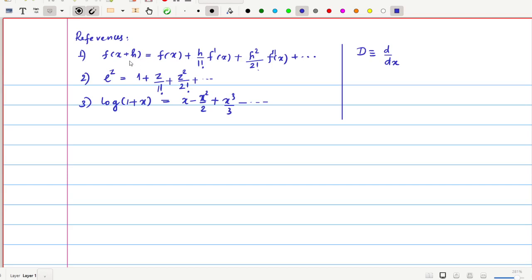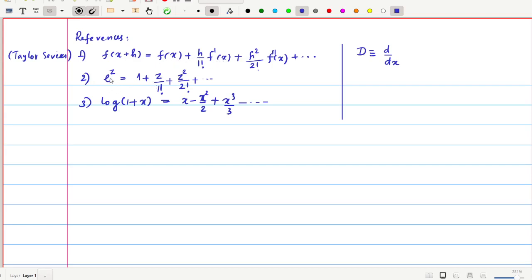Later, you will study this in the calculus class or the real analysis classes. So, for the time being, you just remember this. This is what we call the Taylor series of the function f. Okay, so if f is a smooth function, then f of x plus h can be expressed as a series expansion like this.